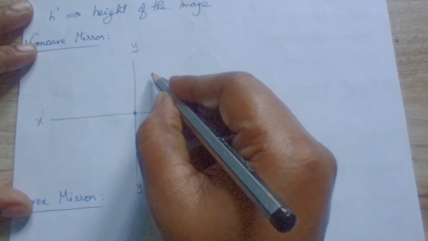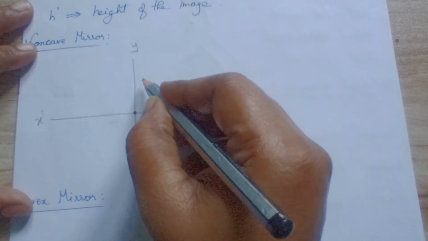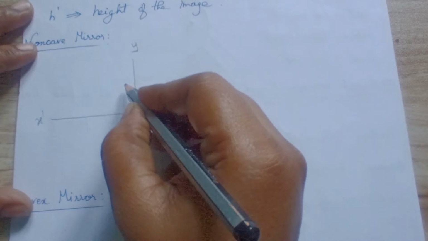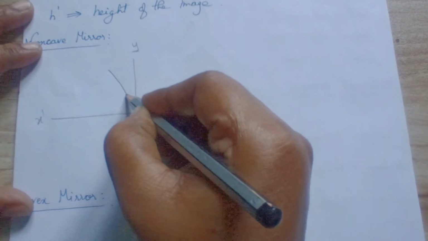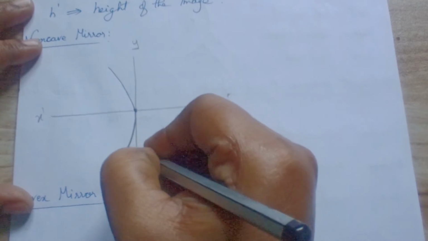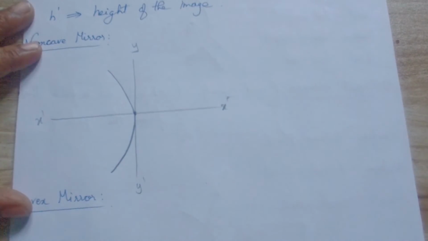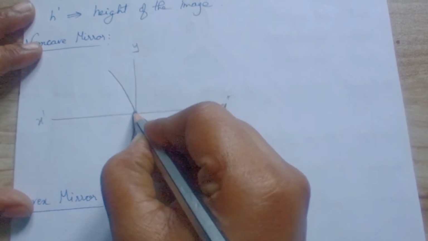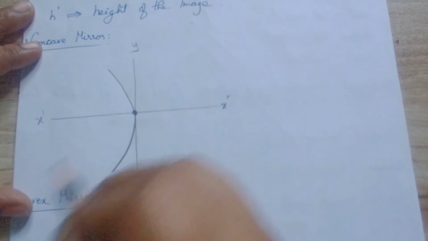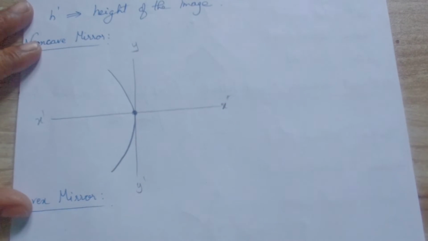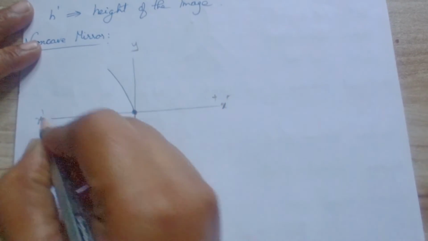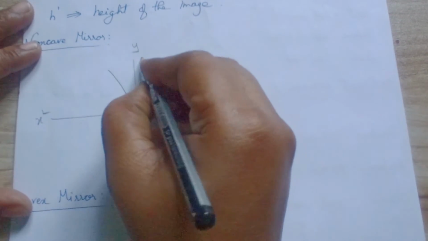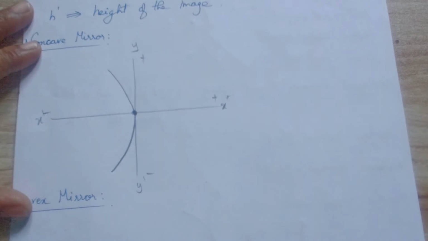First take the concave mirror. Your concave mirror will be like this, right? Like this, right? We are going to fix the pole of the mirror at the origin. Okay. What are the sign conventions? Here the x-axis is positive, this side negative, the y-axis is positive, this is negative. Same thing we are going to apply here. Okay.